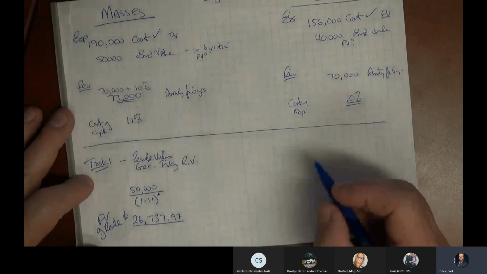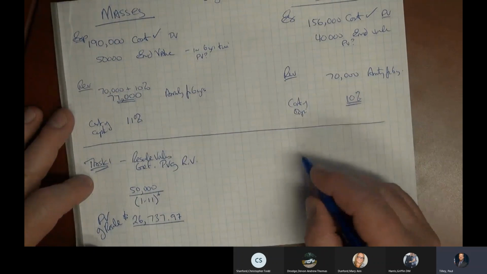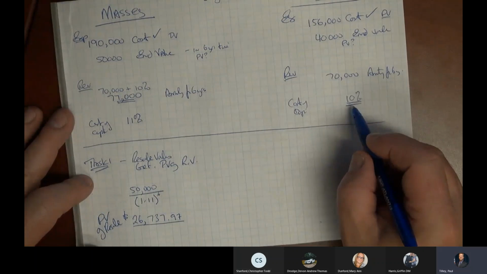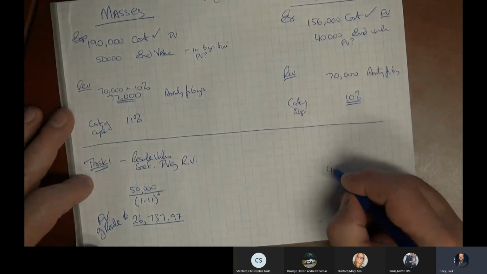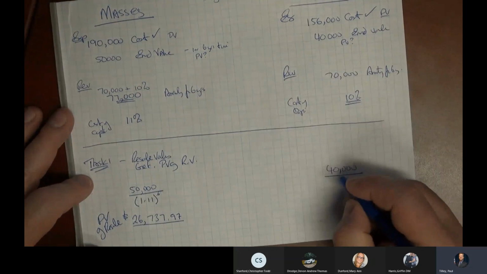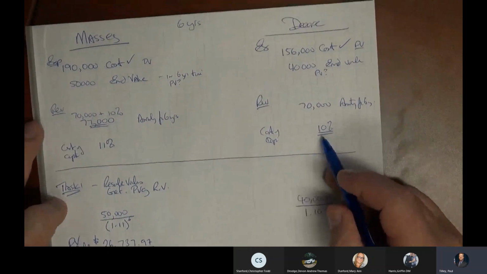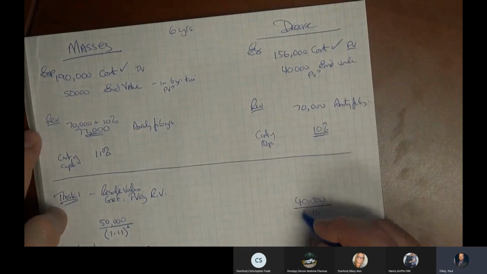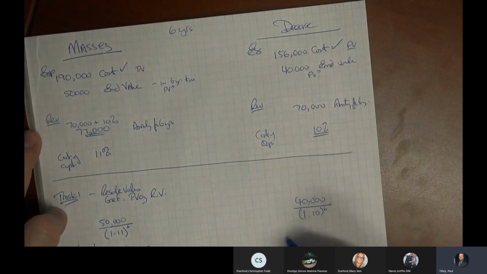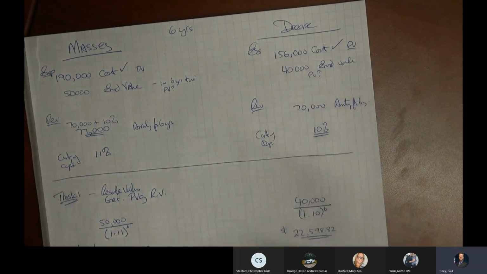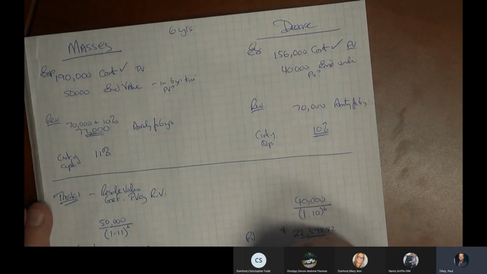Let's take a look at the other tractor now, the Deere tractor. We're going to get $40,000 for that one. And again, the cost of capital is 1.10, and again, 6 years. We'll do the math on that, and that comes in at $22,598.82. So just so we're absolutely clear, I want you to make sure that you understand what I'm doing here.